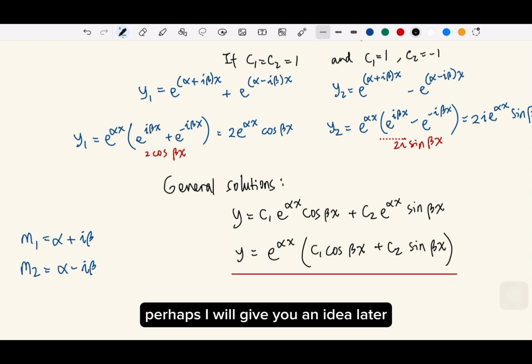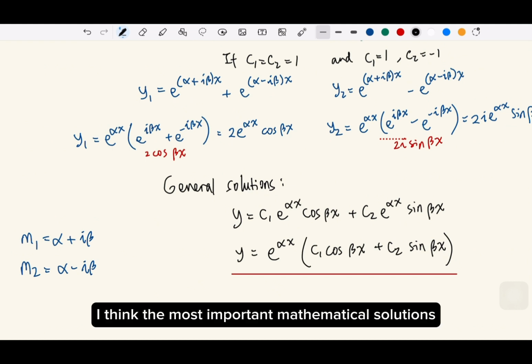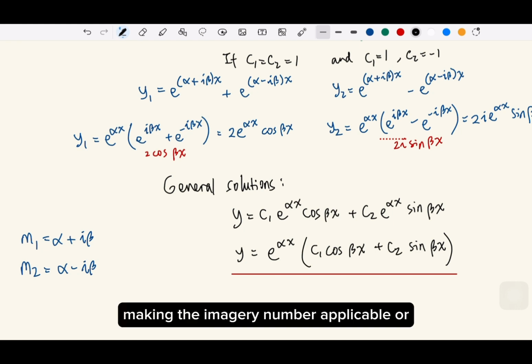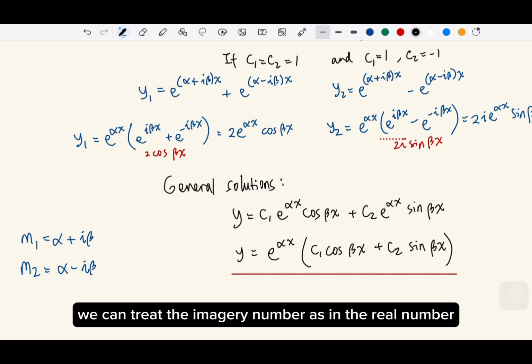Perhaps I will give you additional videos later on the Euler formula, and why I think it's one of the most important mathematical equations, because it actually makes the imaginary number applicable, so we can treat the imaginary number like a real number.